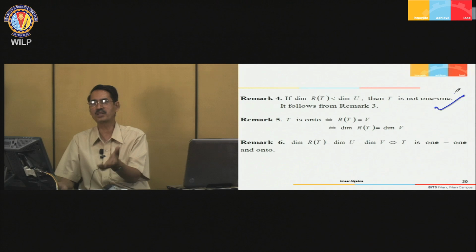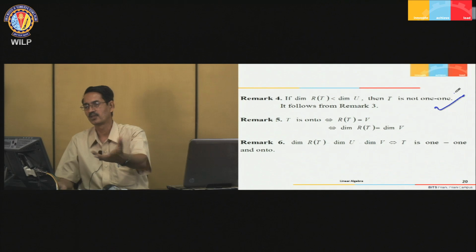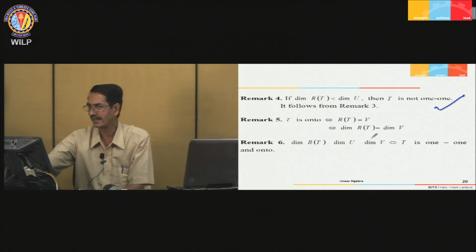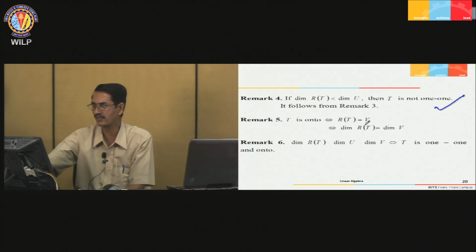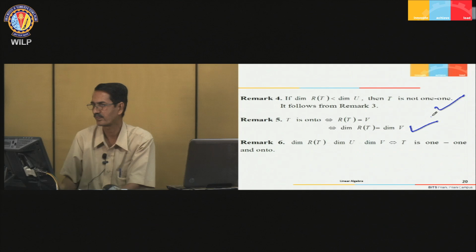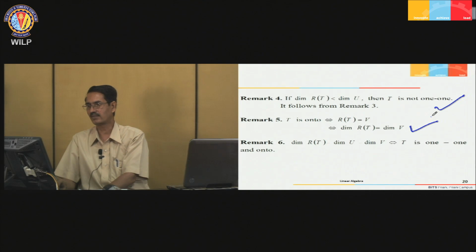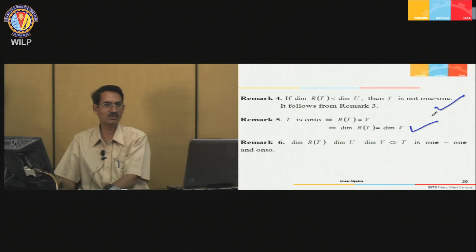And what is the meaning of T is onto? T is onto means range space of T is the whole space V. So T is onto if and only if range of T is equal to V, and range of T is equal to V if and only if dimension of range space of T is equal to dimension of V.